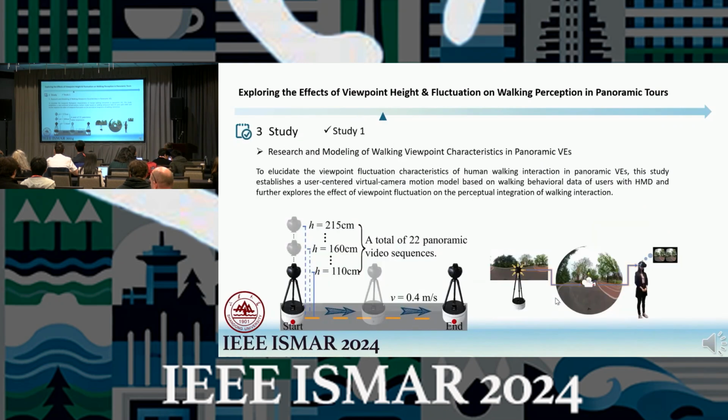To elucidate the viewpoint fluctuation characteristics of human walking interaction in panoramic VEs, Study 1 establishes a user-centered virtual camera motion model based on walking behavioral data of users with HMD and further explores the effect of viewpoint fluctuation on the perceptual integration of walking interaction.